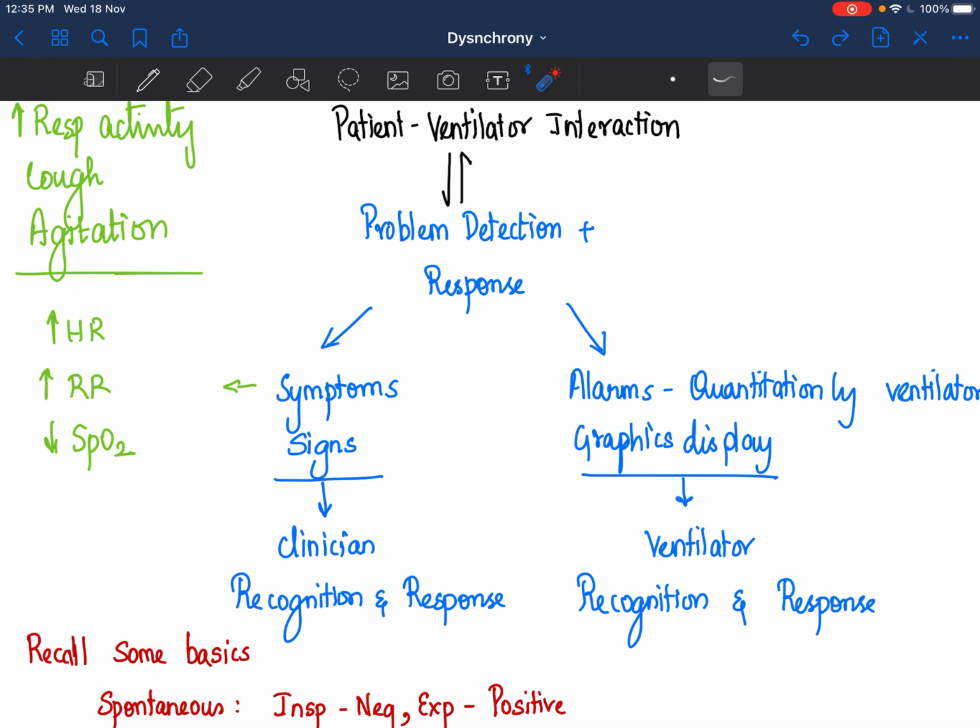The ventilator, on the other hand, is intelligent enough nowadays. So it gives out alarms, it gives you quantities as to what the patient is receiving, it gives you graphical displays of what is received by the patient and what is given out by the patient. So you need to recognize that, and again you need to respond appropriately. Even though the ventilator does do some amount of responding, you need to help the ventilator do it better.